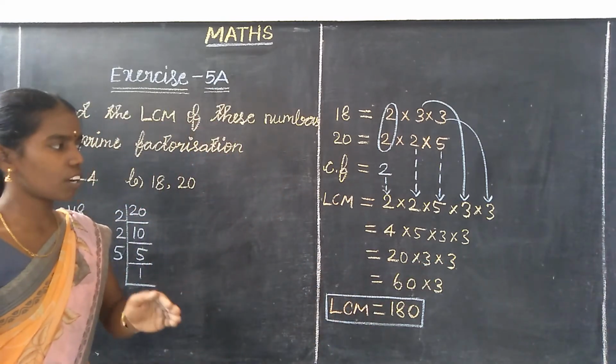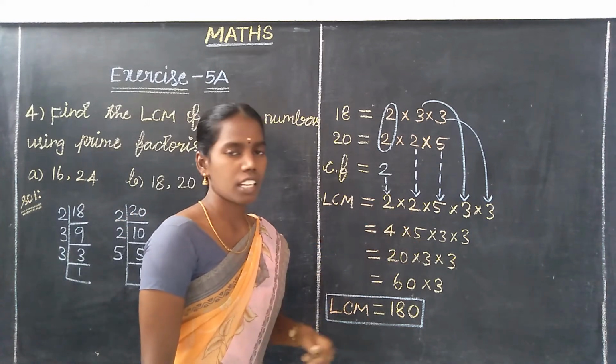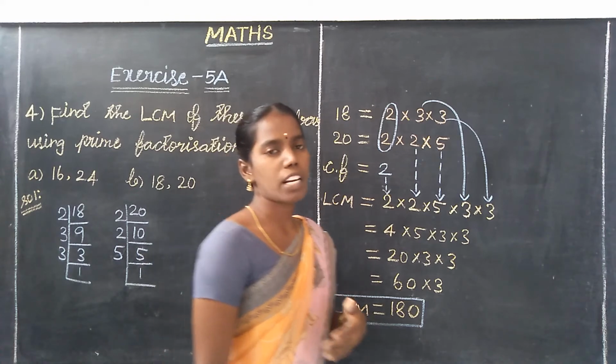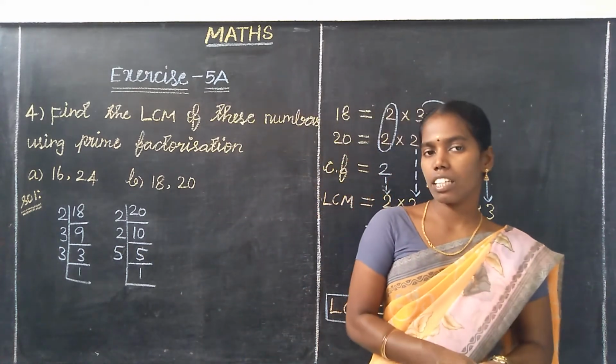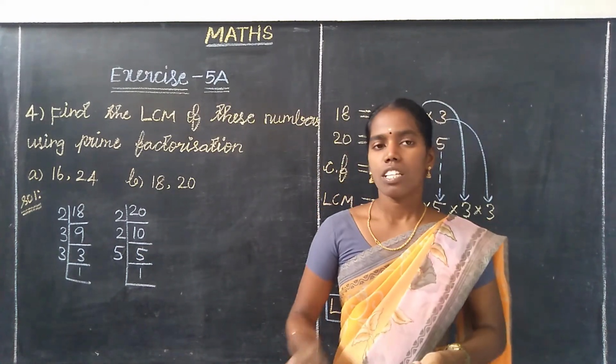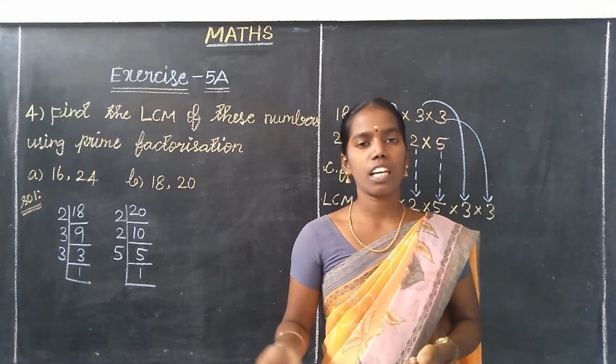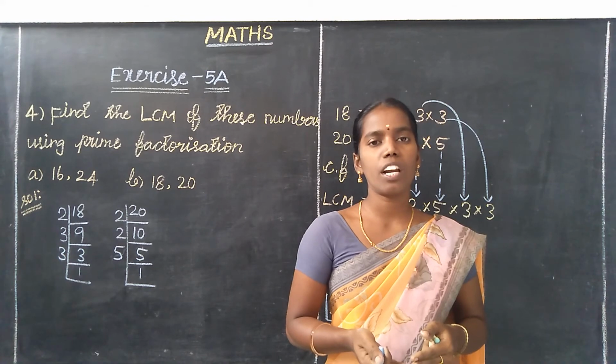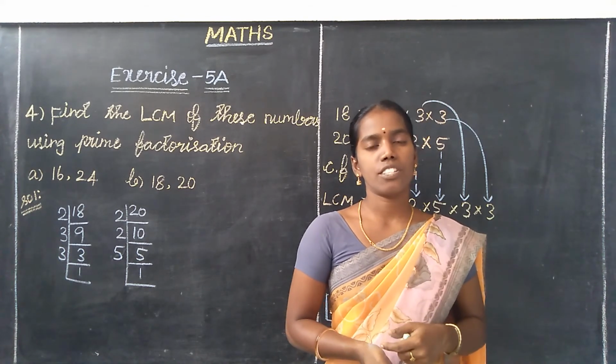So the answer is the LCM, the lowest common multiple, and the value is 180. The first value is 18 and the second value is 20, and the lowest common multiple is 180. Thank you, students.